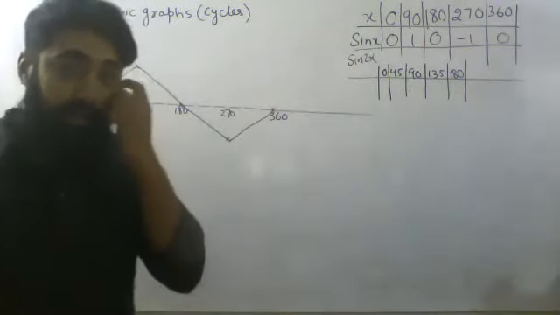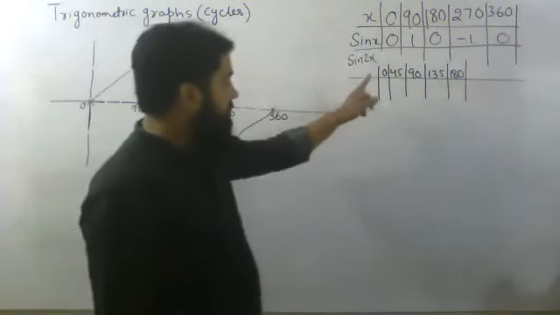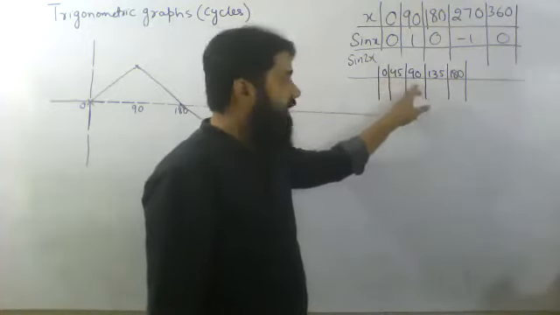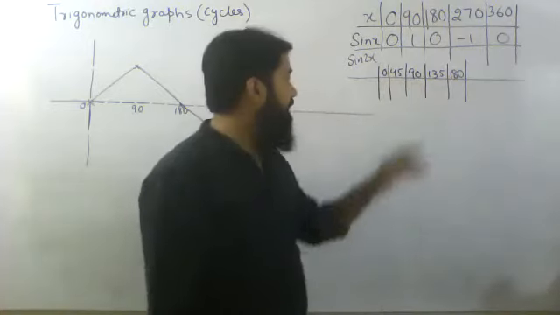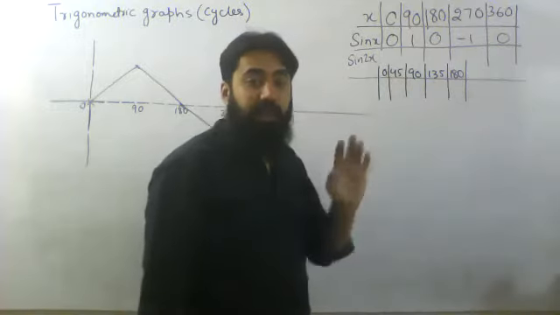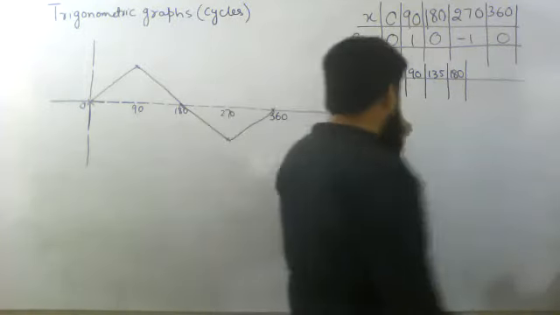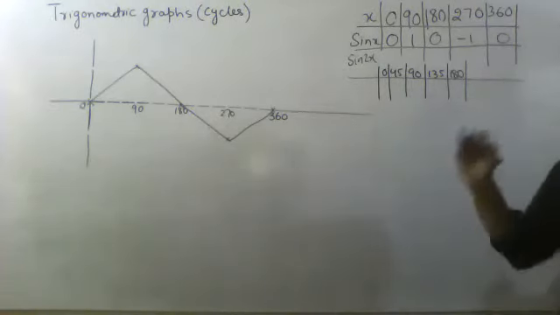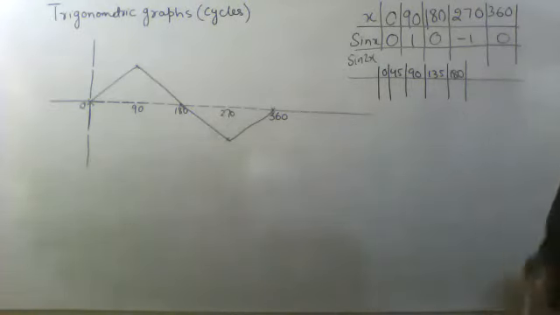Okay. Now check the difference. 0 to 45, a difference of 45. 45 to 90, a difference of 45. 90 to 135, a difference of 45. It means that I will be continuously adding 45 till I reach 360.